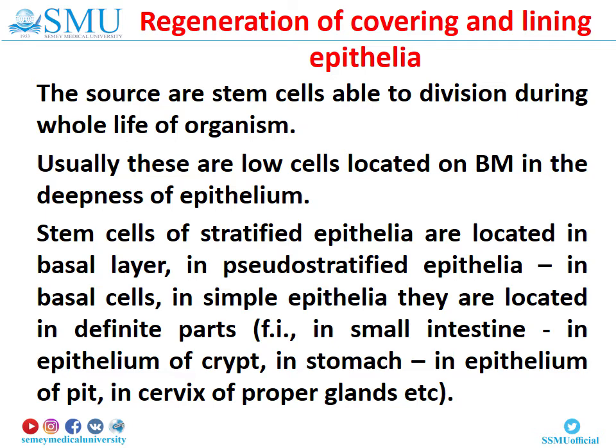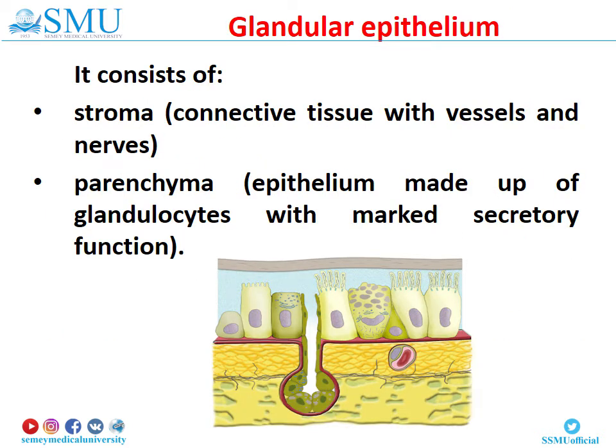In simple epithelia, they are located in definite parts. For example, in small intestine, stem cells are located in epithelium of crypts. In stomach, they are located in epithelium of pits. In cervix, of proper glands.